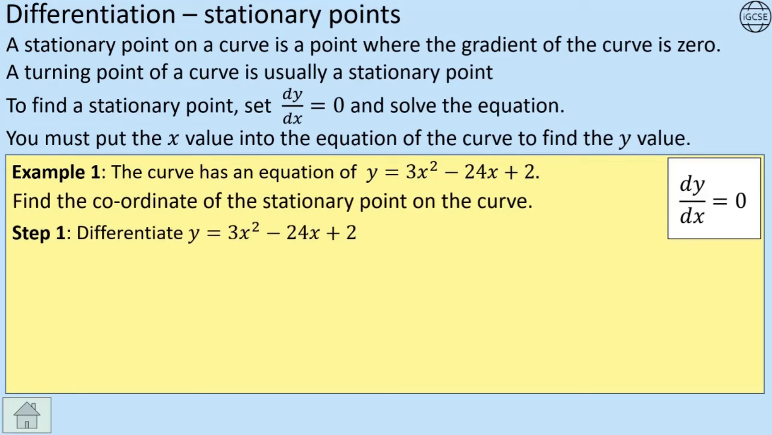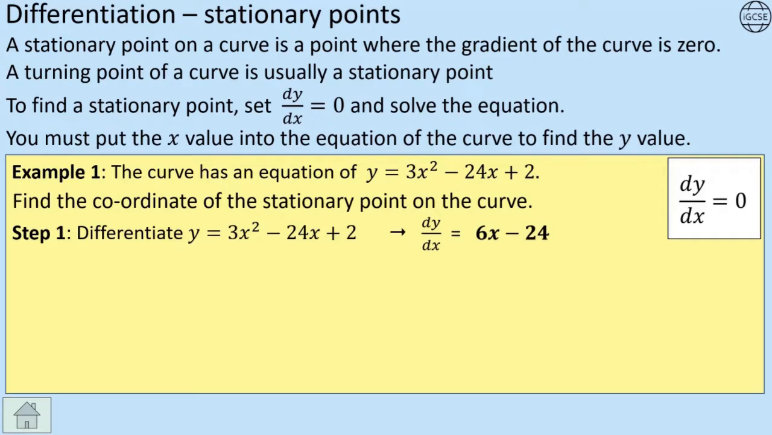So dy by dx. If you recall from the previous lessons, hopefully you've looked at those, the 2 comes to the front and times by 3, so 6x, and then the power drops by 1. So it'd be 6x to the power 1, or just 6x. And then because of the minus 24x, the x just disappears. So we're going to have 6x minus 24 as the differential.